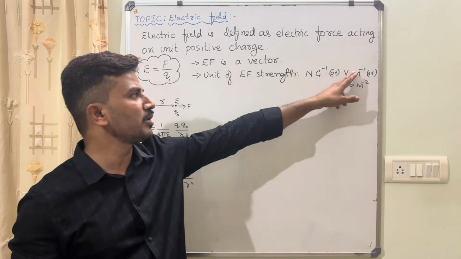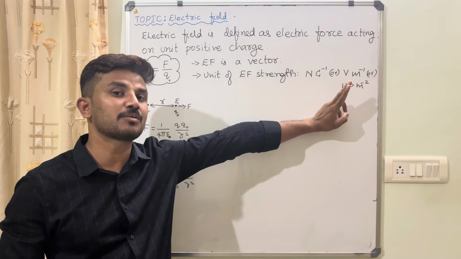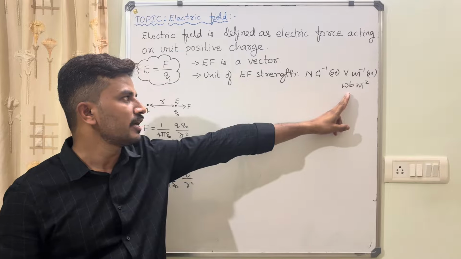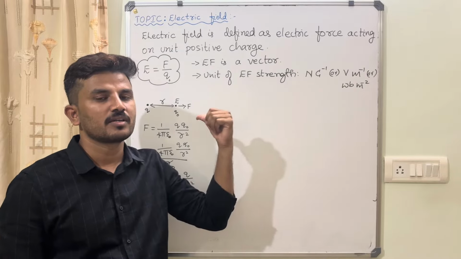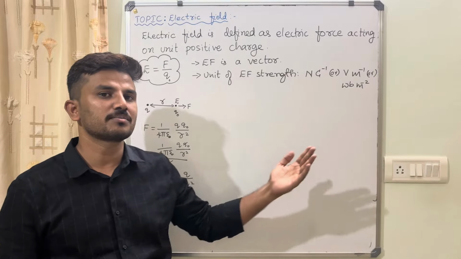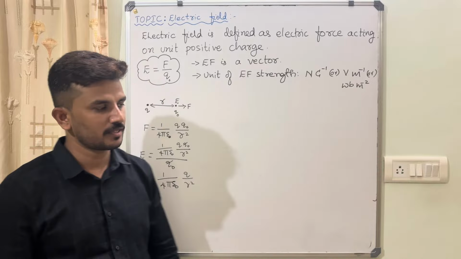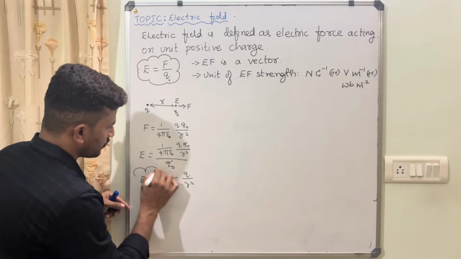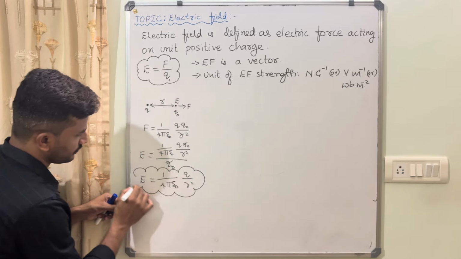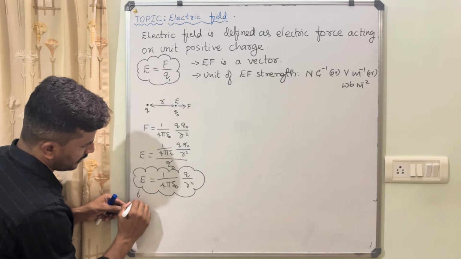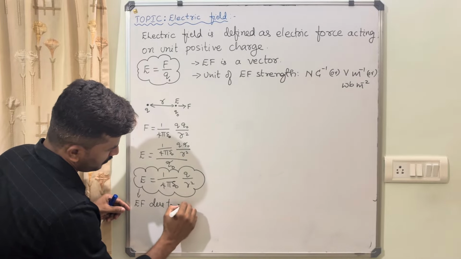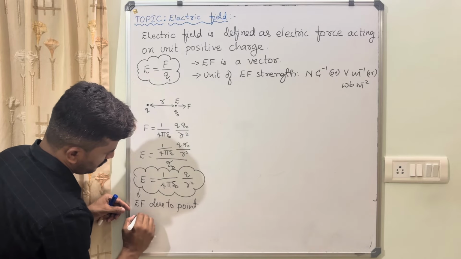We have one more formula for electric field that you will learn in the electric potential and capacitance chapter, and this one you will learn in this chapter only, but in the concept of electric flux. So what is the electric field due to point charge? This is the one which is very, very important. This is electric field due to point charge.